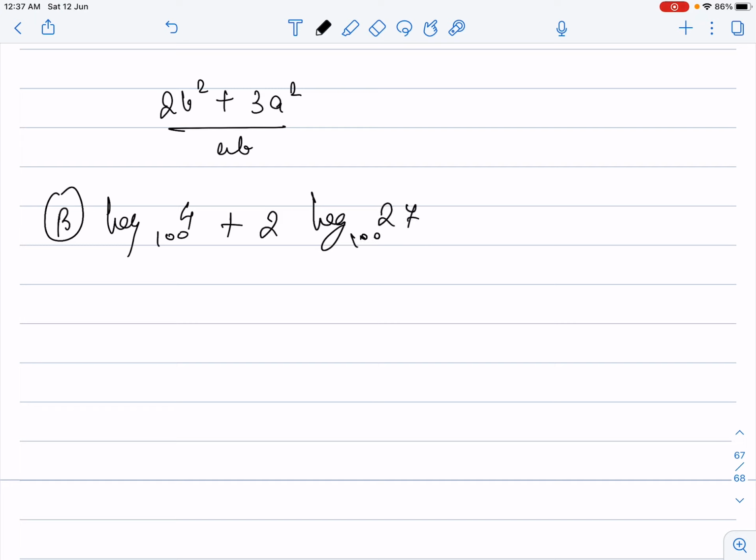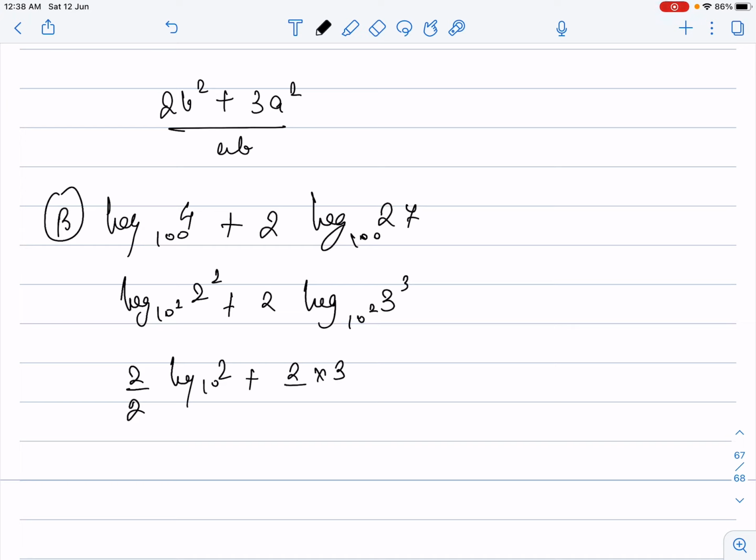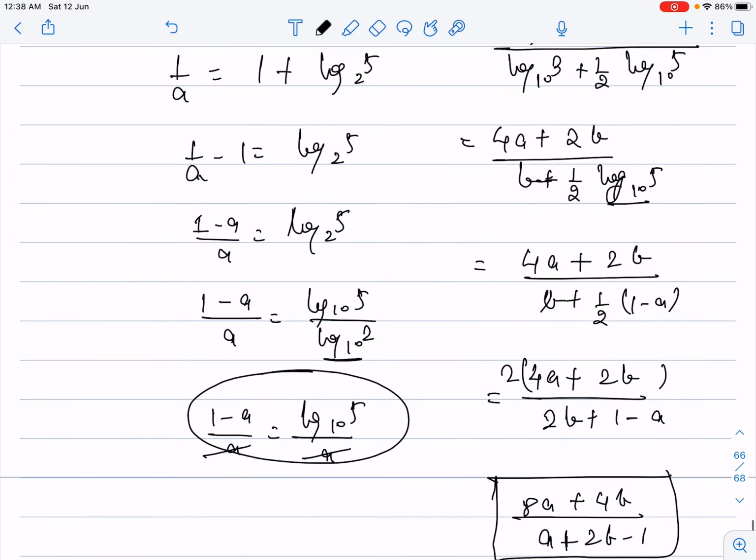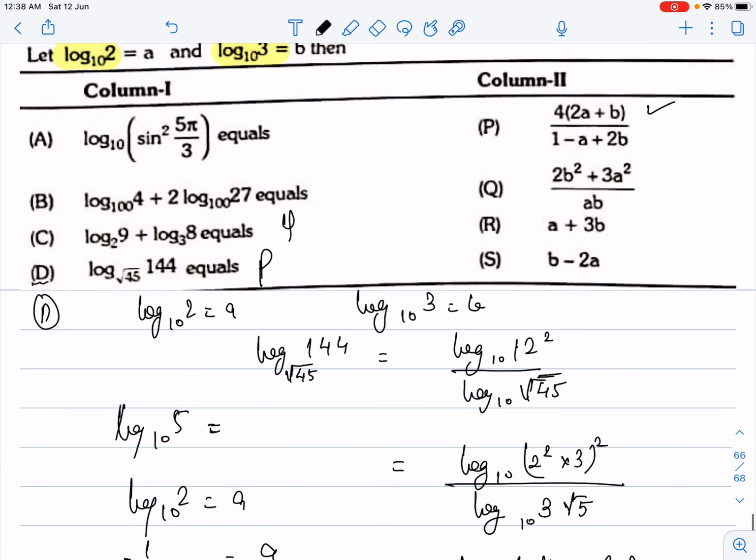So that will become log of 2 square base 10 square plus 2 times log of 3 cube base 10 cube, no, 10 square. So we'll be writing 2 by 2 times log of 2 base 10 plus 2 by 2 multiplied by 3 divided by 2 log of 3 base 10. So this will get cancelled, this will get cancelled. Log 2 base 10 is what, a, you are knowing, 3 times b. A plus 3b will be the right answer for this question. Let's see if it is there or not. So a plus 3b means option R should be marked by us.